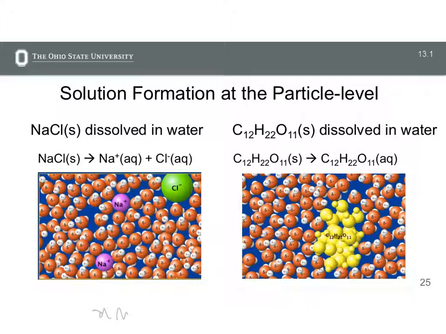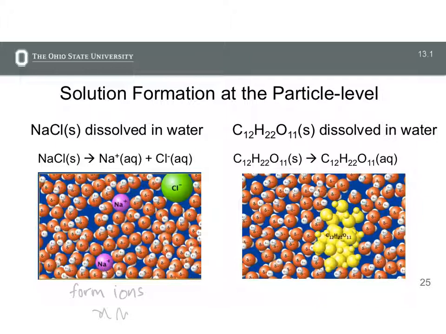Yes? With the sodium chloride, the atoms split apart, so it dissolved. But the sugar didn't change at all. So when we have our sodium chloride, we formed ions. Our sugar is a covalently bound molecule.